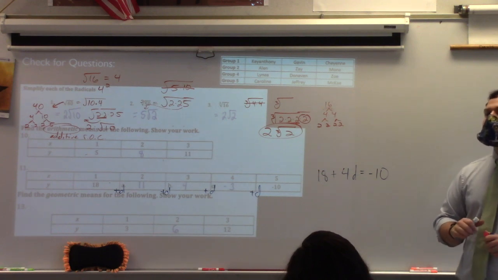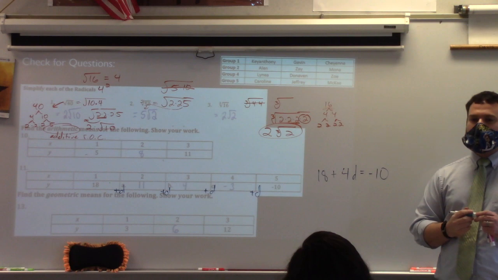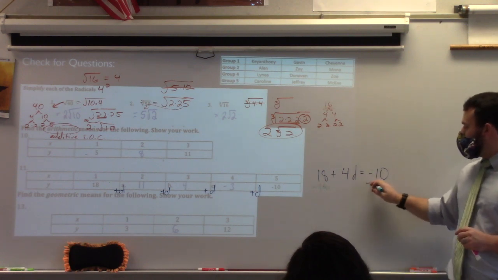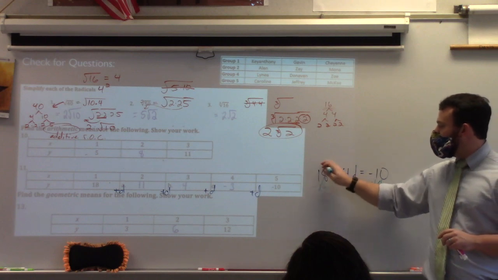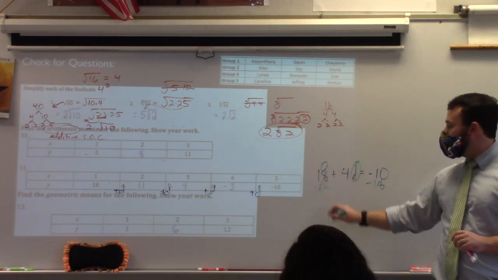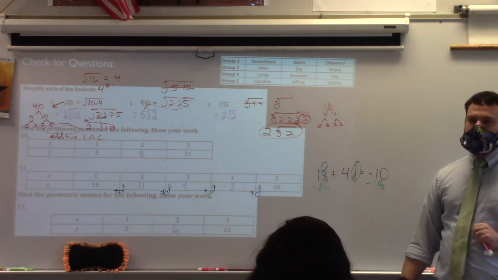Negative 18. Say again. You can just say no, you didn't. Subtract 18. Yep. What is 18 minus 18? 0. So that makes a lot of sense, right? I want to know what the common difference is. 18 minus 18 is 0. What's 0 plus 4D? 4D.